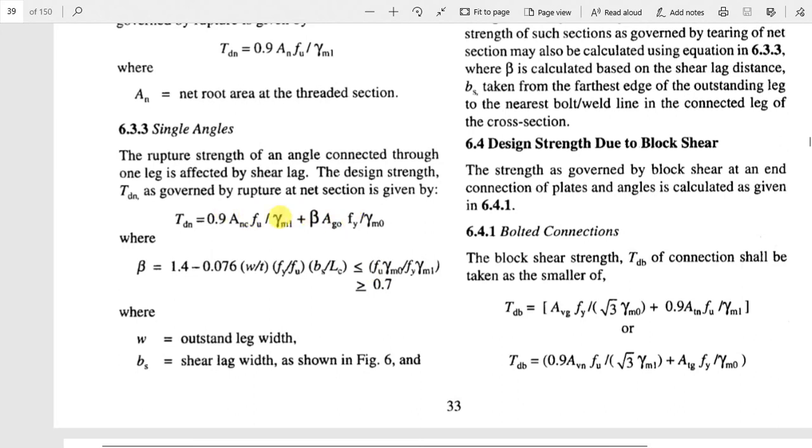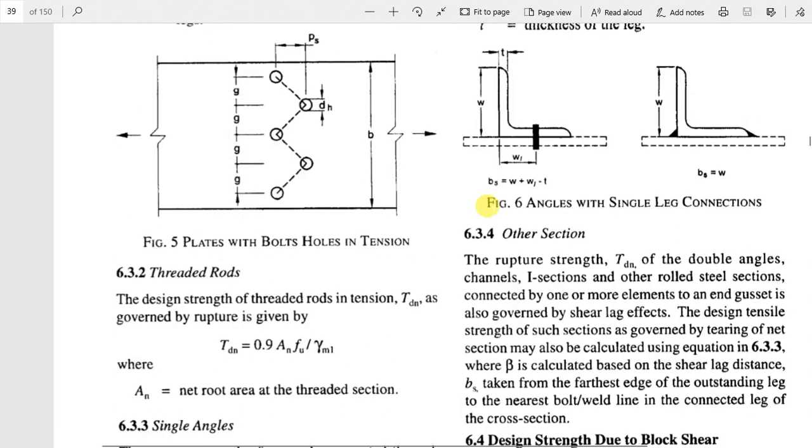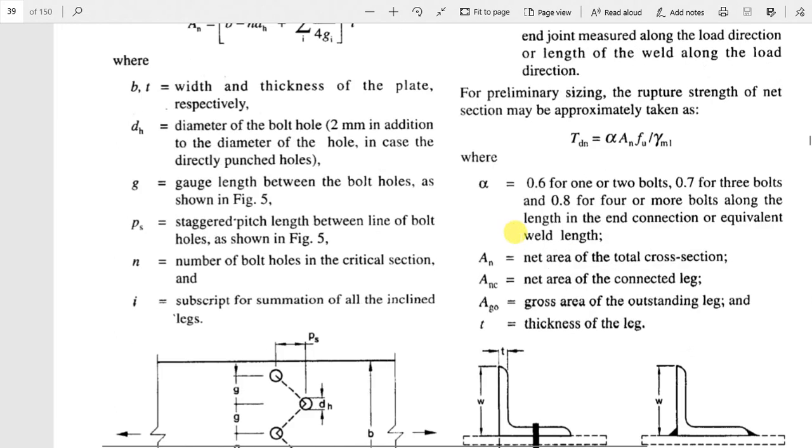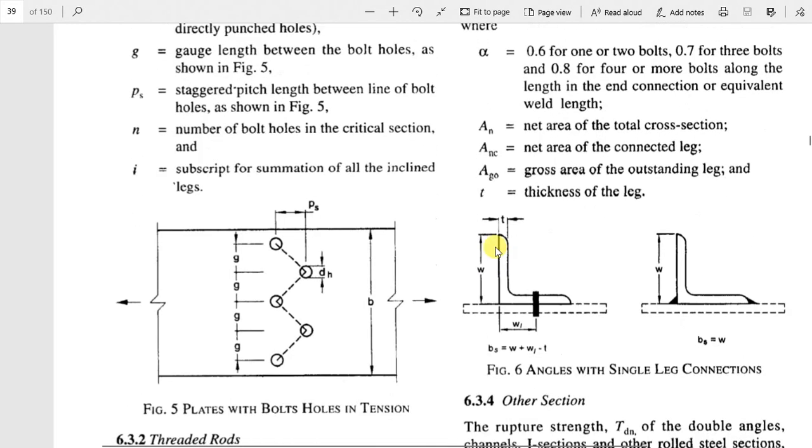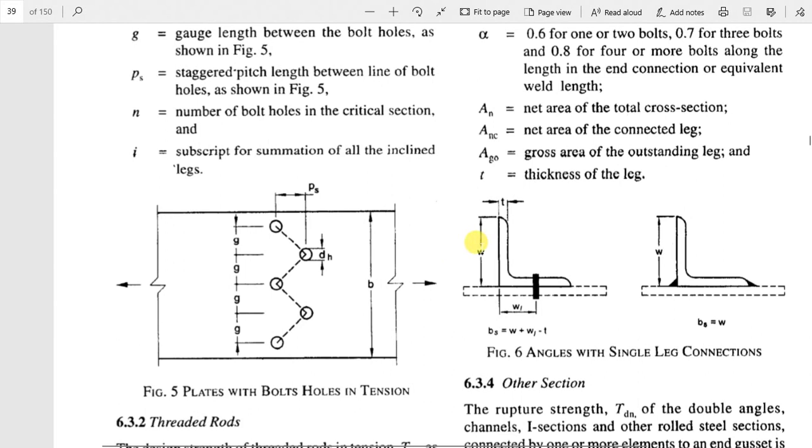It's ANC, and AGO is given in the description here: the gross area of the outstanding leg. You can refer to the figure over here. A single angle is connected to the gusset plate along a single line of bolts. This leg is the connected leg, and the leg which is not connected is called the outstand leg.